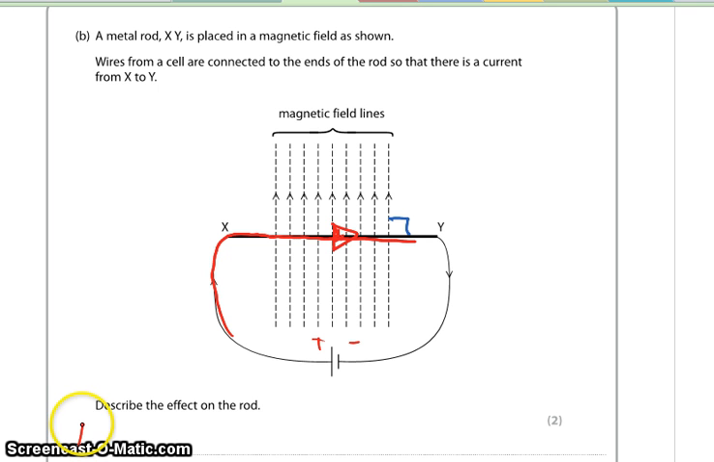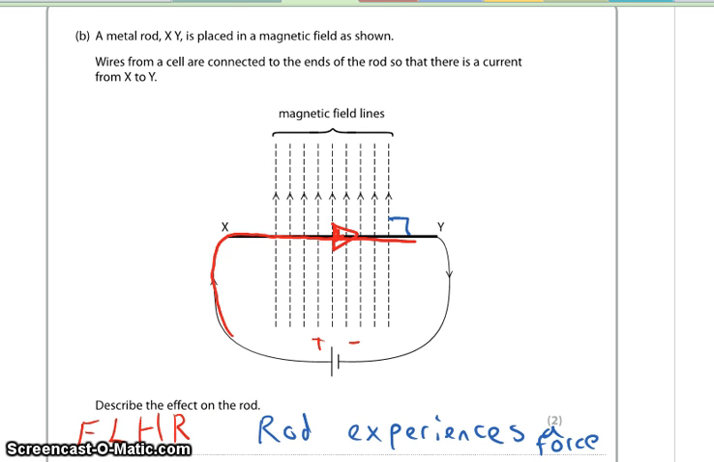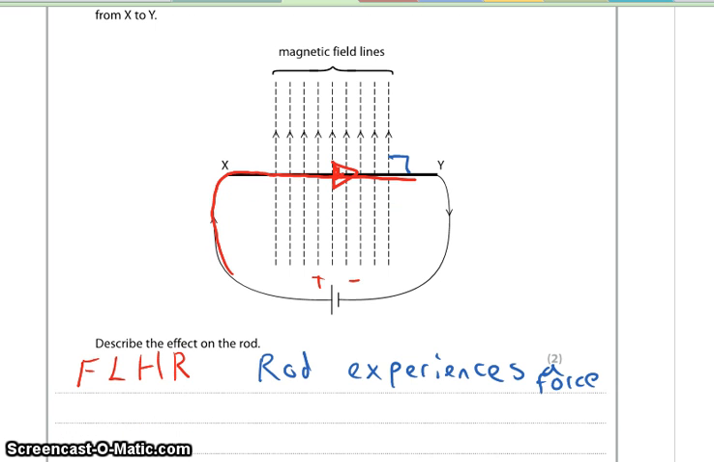Well, hopefully you're thinking of Fleming's left-hand rule, where we want to know the direction of motion. So that's being given by your thumb. So if you line up your first finger with the magnetic field, your second finger with the current, make sure you're using the left hand, and what you should find is that your thumb is pointing upwards. So we're going to say then that the rod experiences a force, but we also want to say about the direction, and that direction is going to be out of the page. So coming straight out towards us.